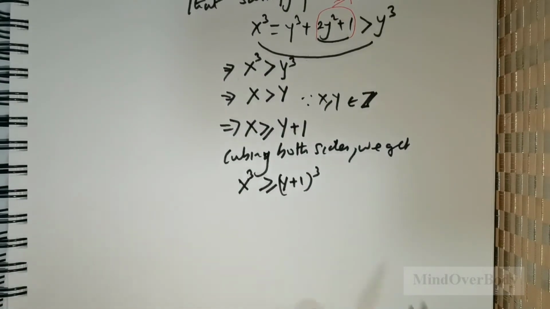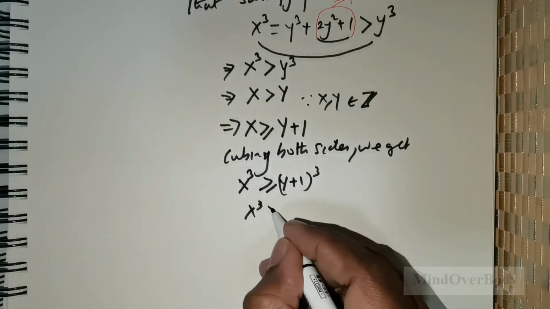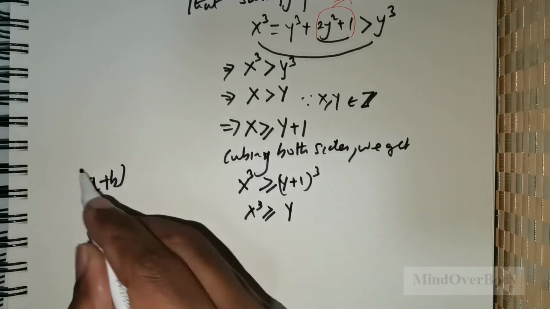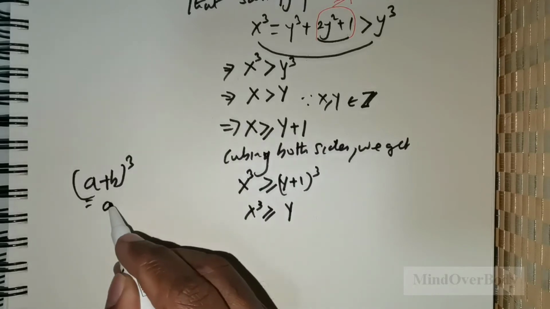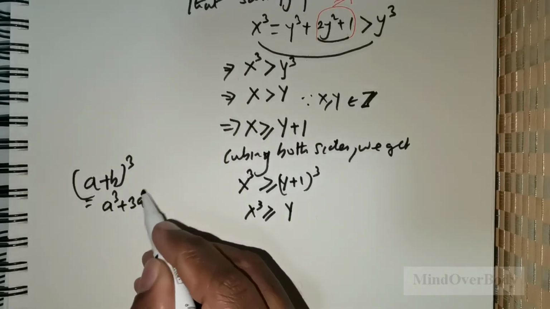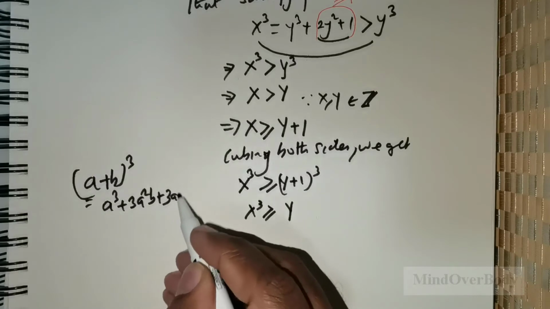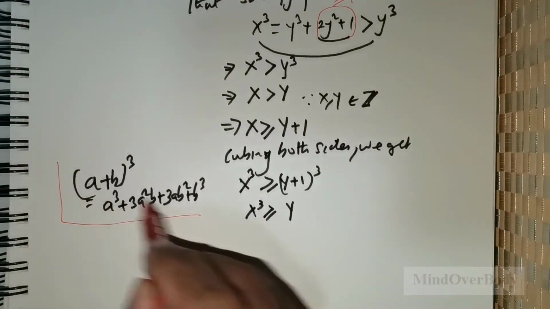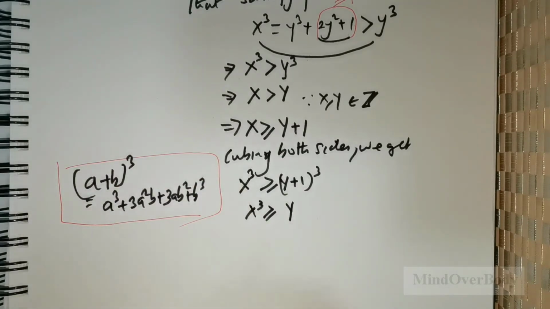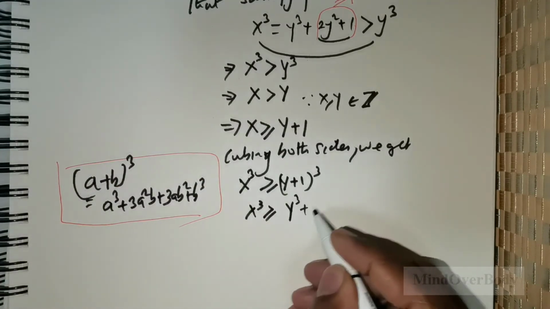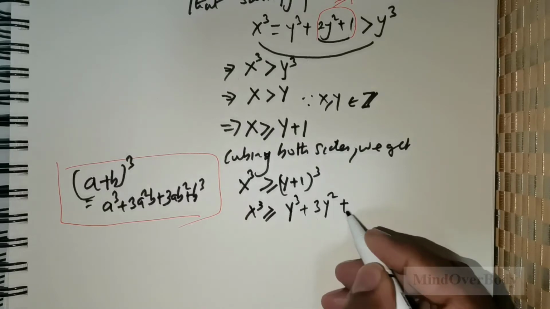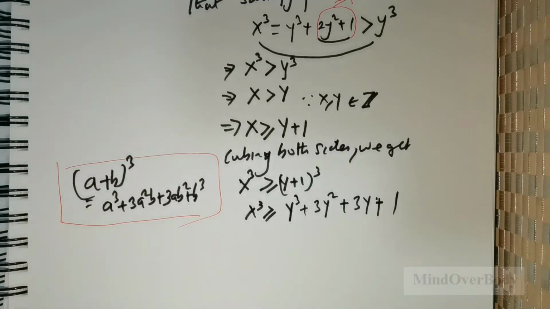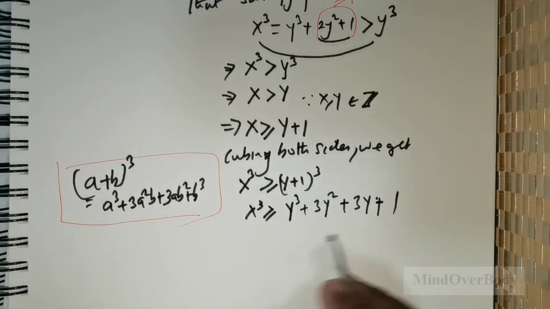Now this in turn means that x cubed is greater than or equal to, using the (a plus b) whole cubed formula, which is a cubed plus 3a squared b plus 3ab squared plus b cubed, y cubed plus 3y squared plus 3y plus 1. So this is the relationship that I've got.